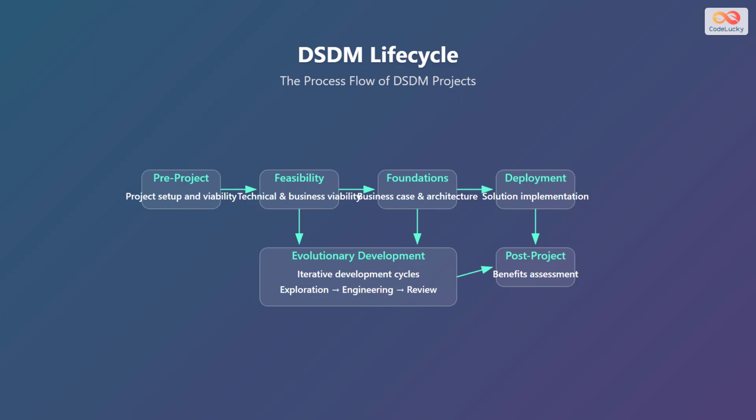Next comes the evolutionary development phase, which involves iterative development cycles including exploration, engineering, and review. After that is the deployment phase, in which the solution implementation is carried out. Finally, the post-project phase involves benefits assessment. There are arrows showing the connection between the phases.